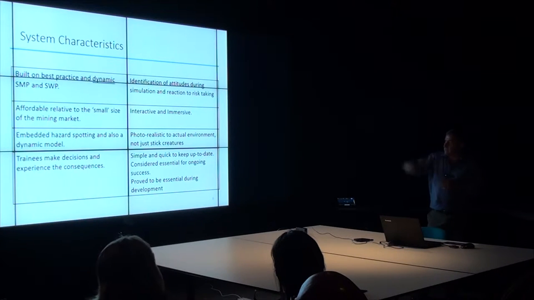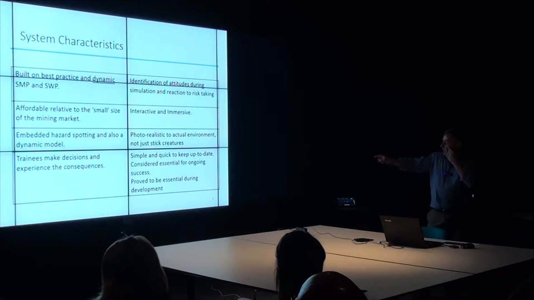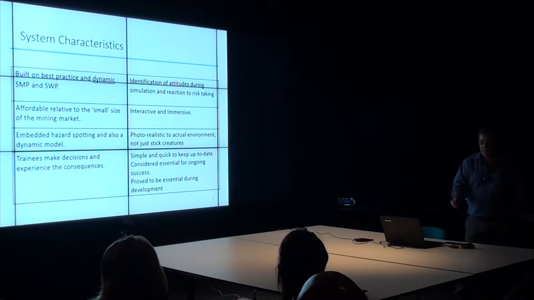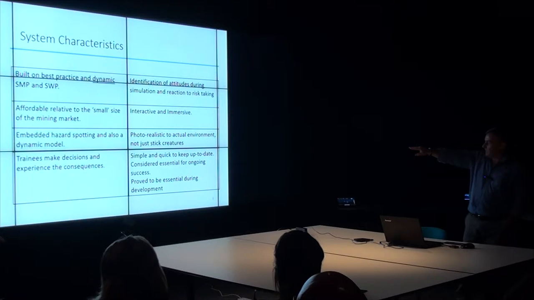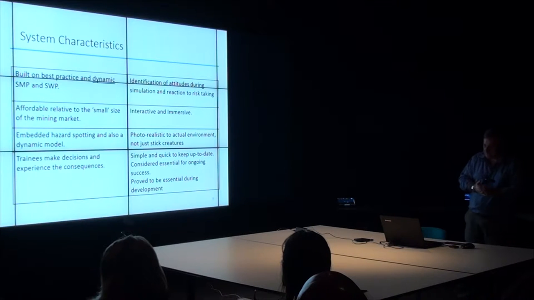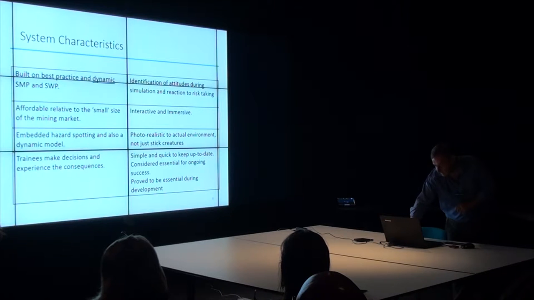The trainees must make decisions and also experience the consequences, and you'll see that in one of the demonstrations that I show you after. A key area that was considered essential for ongoing success was that the system must be simple and quick to keep up to date. Now, again, I'll make a comment at the end about that. I think that we started to move away from that as the systems got more and more complex, and that comment also proved to be essential during the development process.